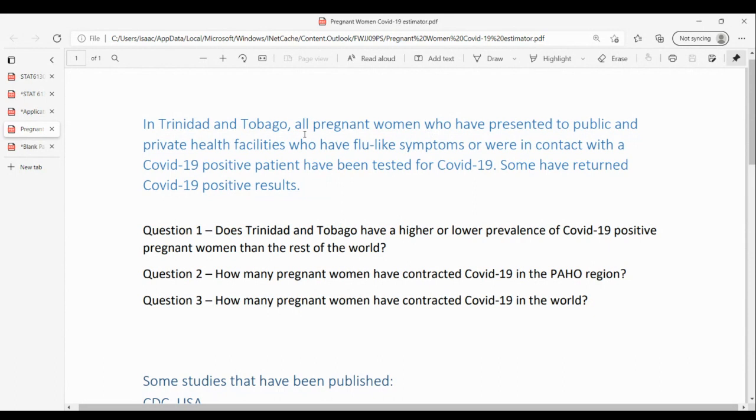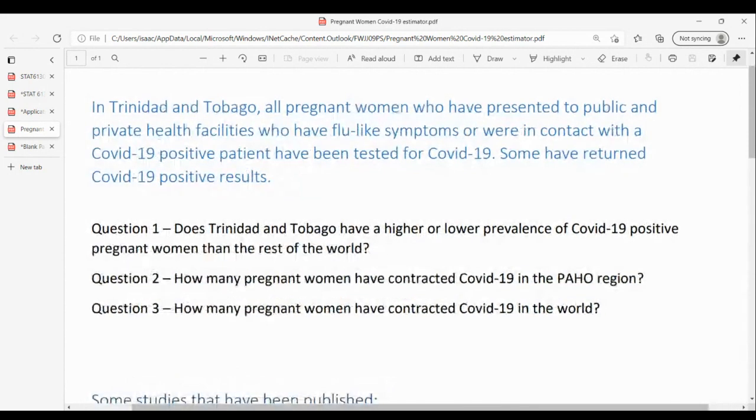So I work in the Ministry of Health, specifically the Directorate of Women's Health. So we develop policy and clinical guidelines specific to women's health. Our director, Dr. Surjit Singh, has been on TV a couple of times. You might have seen him. He made sure to collect data for all pregnant women who presented to public as well as private health facilities who had flu-like symptoms and were in contact with a COVID-19 positive patient. And the reason why that is important is because those were the people who would have to be tested.